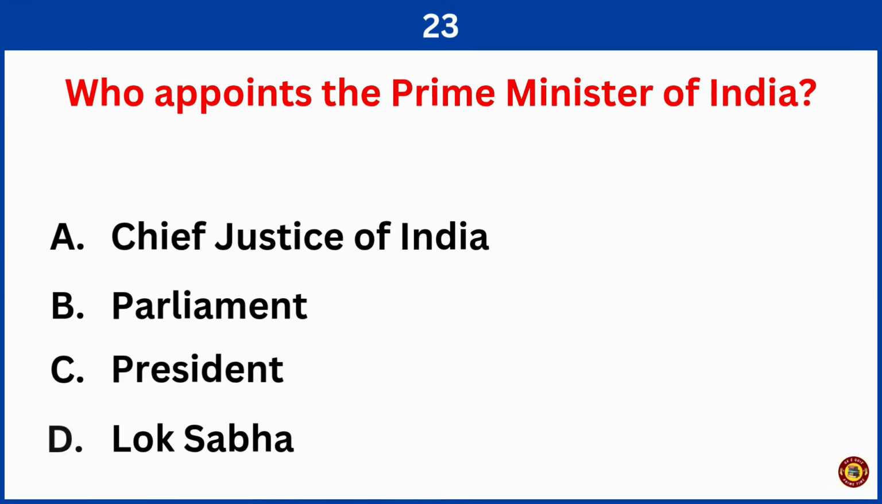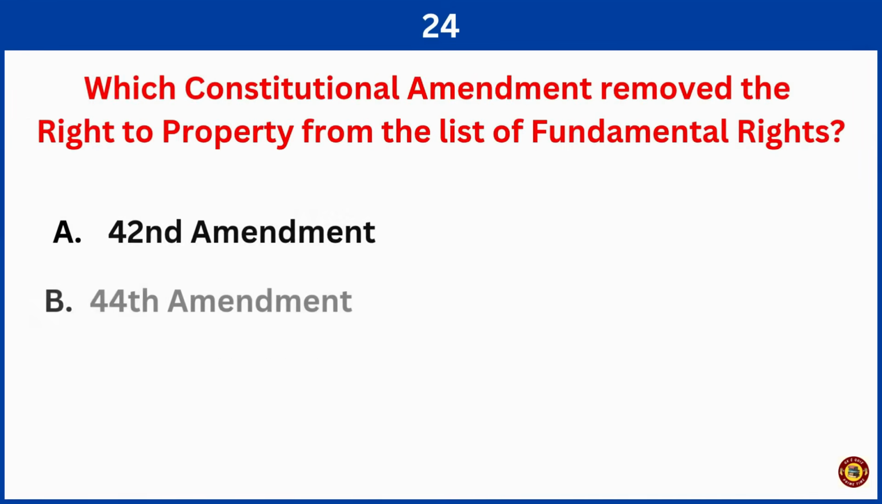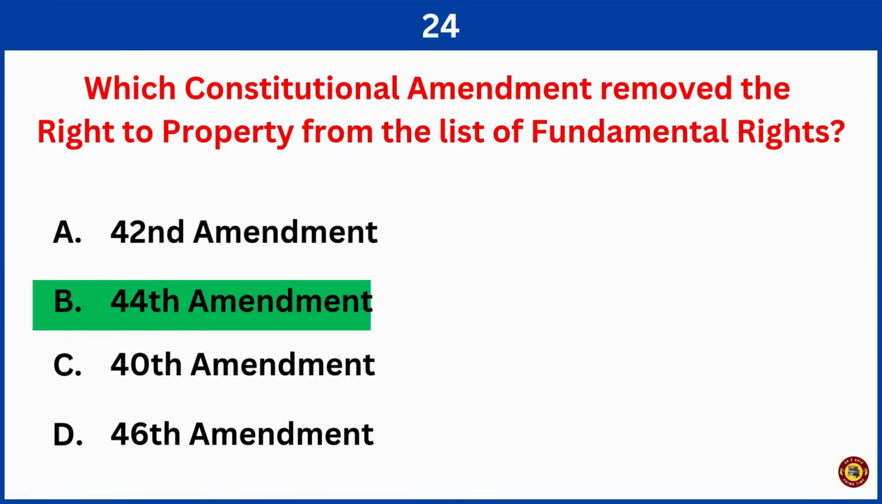Who appoints the Prime Minister of India? Correct answer is option C, the President. Which constitutional amendment removed the right to property from the list of fundamental rights? Right answer is option B, 44th Amendment.